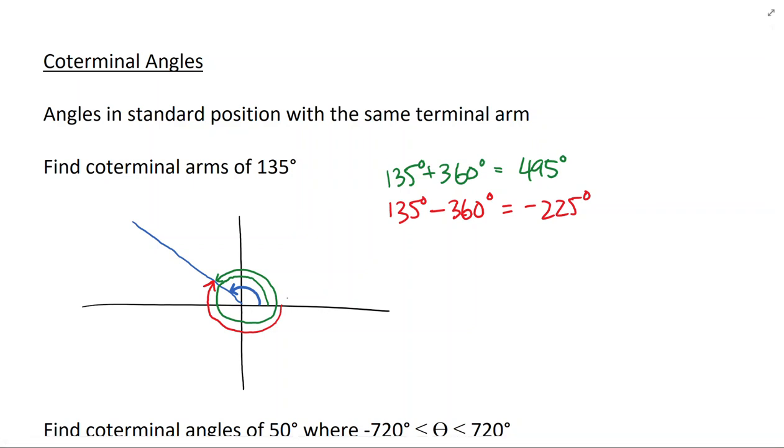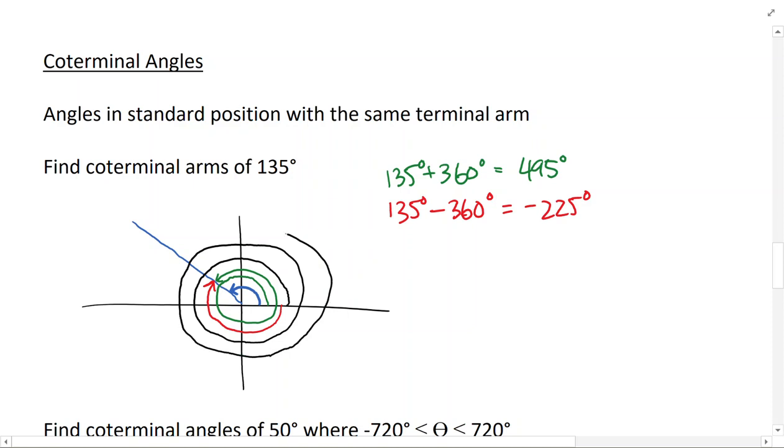And if you want, you can also start from the initial arm, hit 135, and then go around not once, but twice. That would be 135 plus 720, which brings you up to 855 degrees. So all of these angles, even though you're possibly going around more than once, will eventually still end up stopping at that same terminal arm.